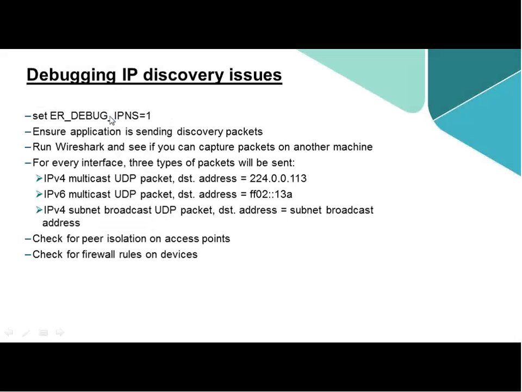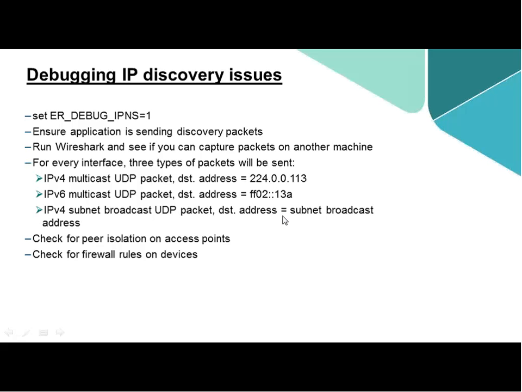That you can do by just enabling logs, because when you are advertising something, it will basically give you the information as to what kind of packets it is sending from what interfaces. By default, AllJoyn will try to send packets over all the interfaces. In any interface, it will try to send three kinds of packets. One is basically an IPv4 multicast UDP packet with the destination address 224.0.0.113. The second is an IPv6 multicast UDP packet with the destination address FF02::13A, and the third is basically an IPv4 subnet broadcast UDP packet where the destination address is basically the subnet broadcast address.